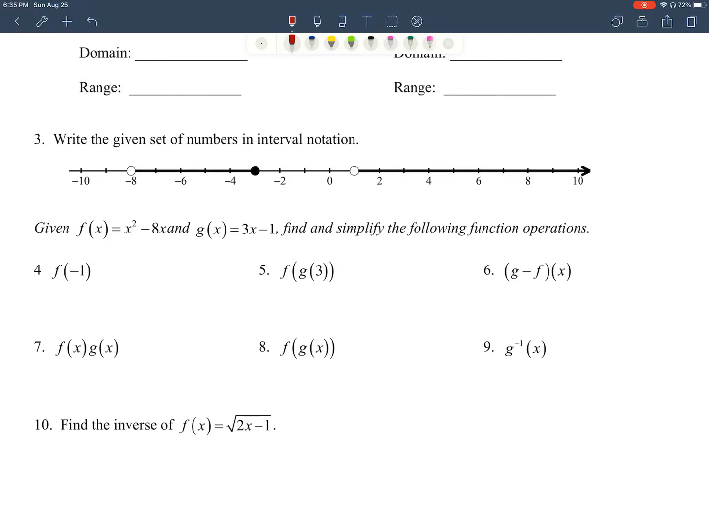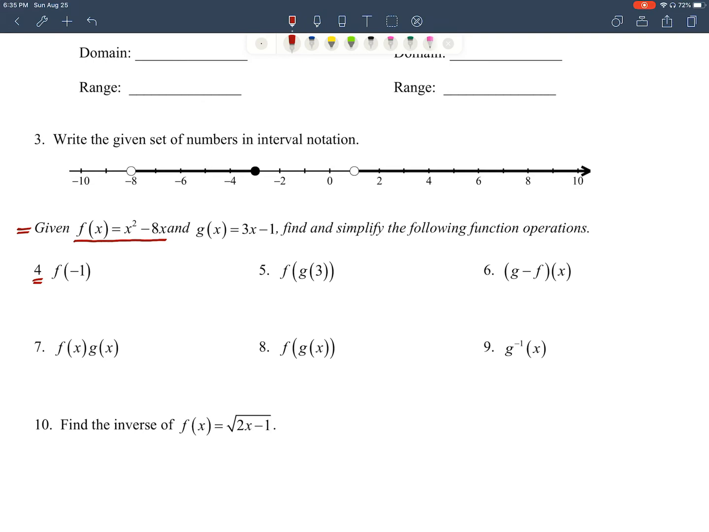In this section of the review, we're going to look at problems 4 through 9, which is just dealing with operations of functions. So starting out with number 4 here, we have f of negative 1. So we have to look up here, we have our f of x equals x squared minus 8x. So our input should be negative 1.